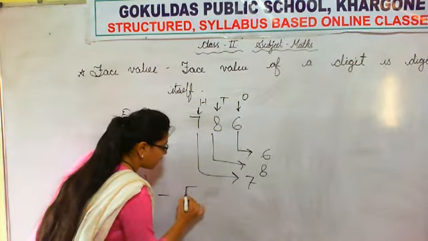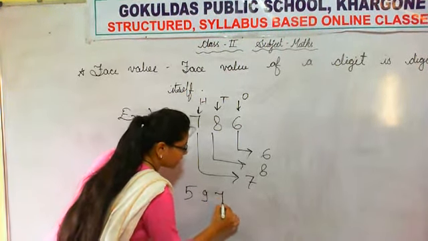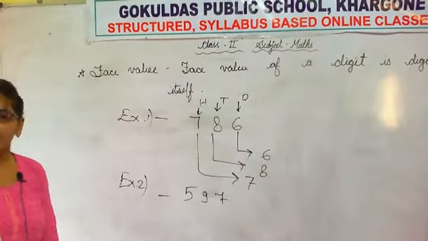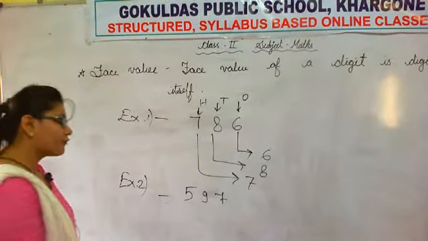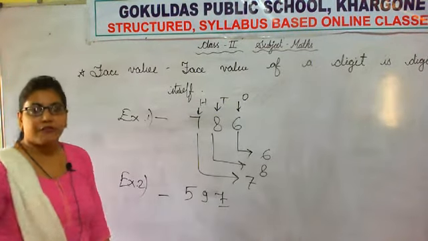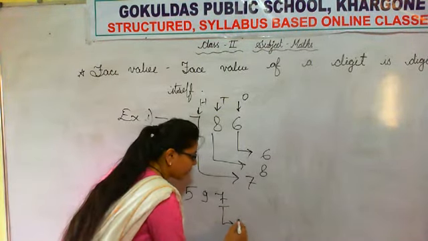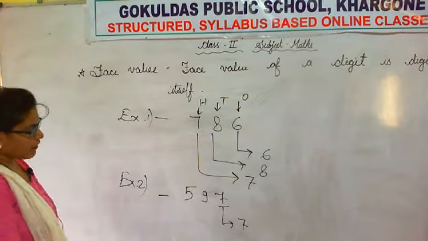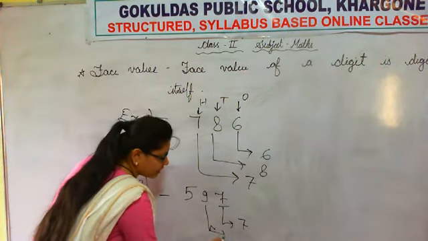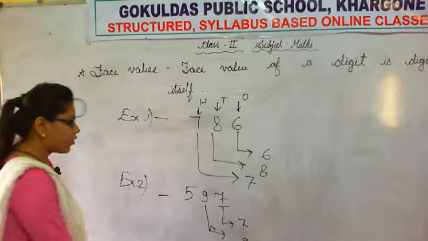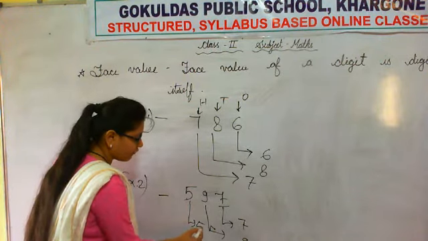Let the number be 597. So what is the face value of 7 in the number? The face value of 7 in the number is 7. Face value of 9 in the number is 9. Face value of 5 in the number is 5.